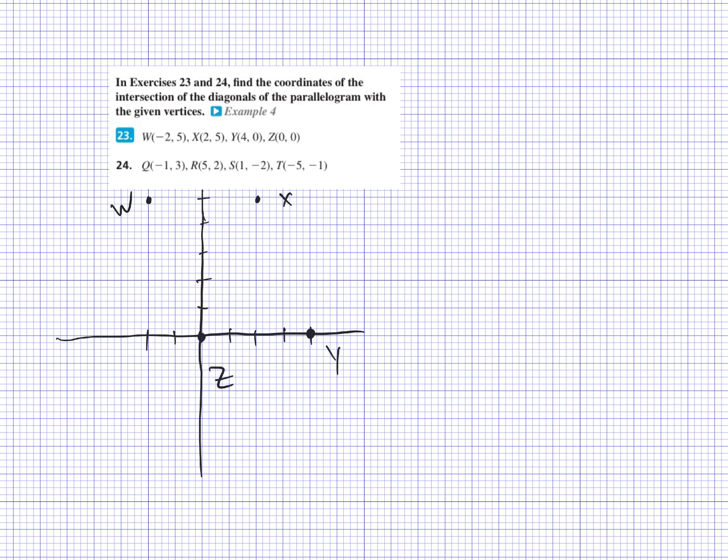Okay, so what are we doing here? Let's connect them. Let's just change colors here. Let's do blue. All right, so there's our parallelogram. It says, find the coordinates of the intersection of the diagonals. Okay, so we need to connect the diagonals here. And let's see if we can do a fairly straight job and see if we can get lucky here and see what they are.